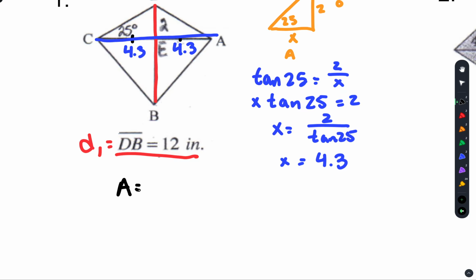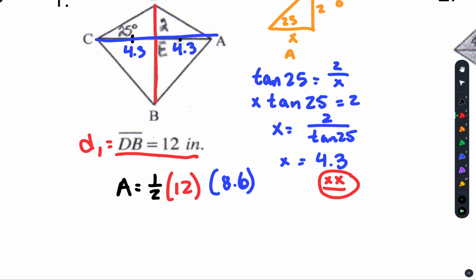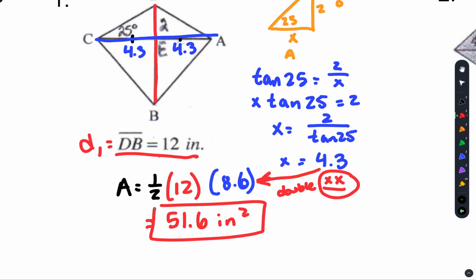Area, I'm now going to take 1/2. Don't forget that 1/2. A lot of people drop that 1/2. 1/2 is important. 1/2, diagonal 1, which is 12, times diagonal 2, which is 8.6. Another super common mistake is that people take this 4.3 and they put it right into my formula. Do not forget to double it. This ends up being 51.6. Questions on that one?